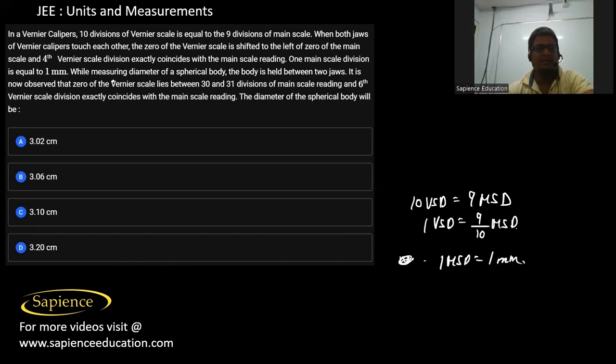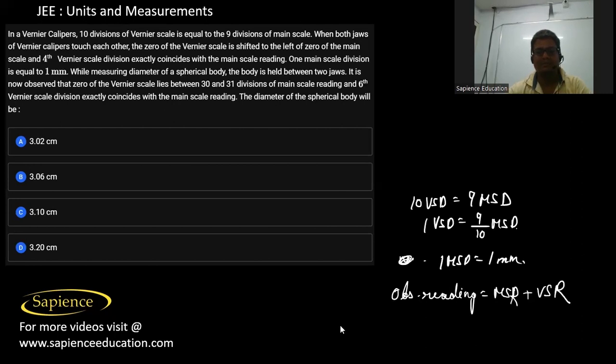While measuring the diameter of a spherical body, the body is held between the two jaws. It is now observed that the 0 of the vernier scale lies between 30 and 31 divisions of the main scale reading, and the 6th vernier scale division exactly coincides with the main scale reading. The diameter of the spherical body will be. So now we have to find the observed reading. Observed reading is main scale reading plus vernier scale reading.